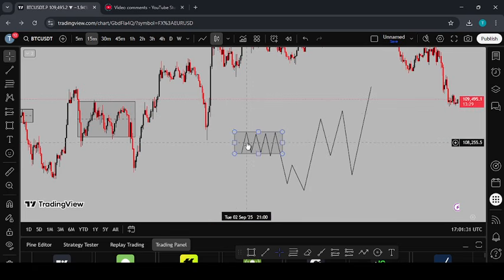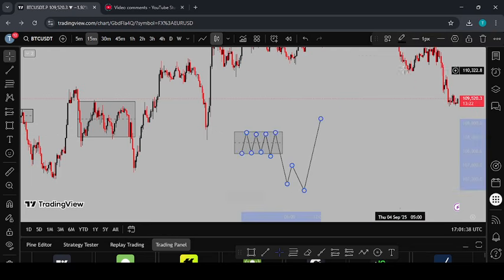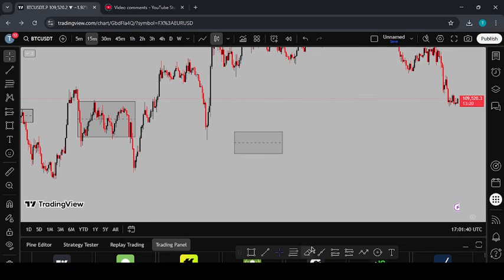If you notice, this one was just a straight structure. So let's draw out the move on this one. Let me take this out. This was how the market manipulated and did the structure here.